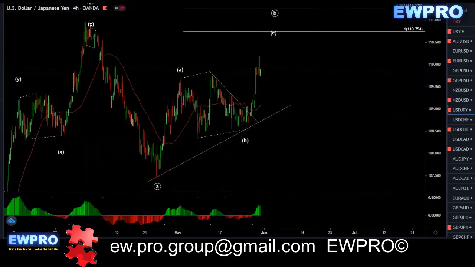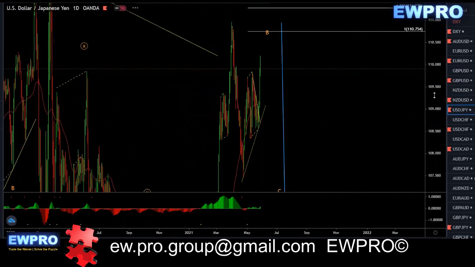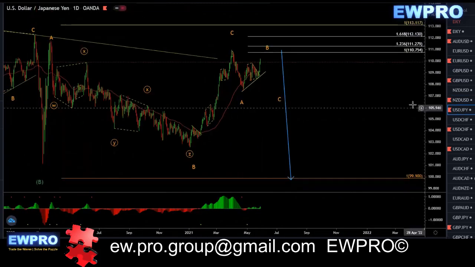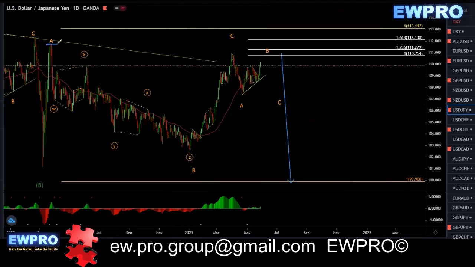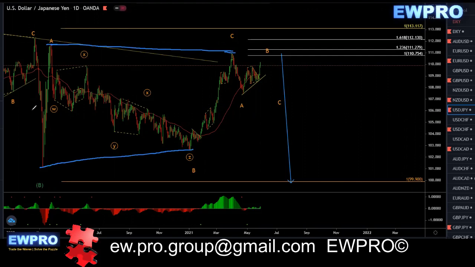On the daily, again, I'm looking at this as a B. We never broke this top. This is a problem. We never broke this top. So this can be a contracting flat, and we're never going to know until this low is broken.